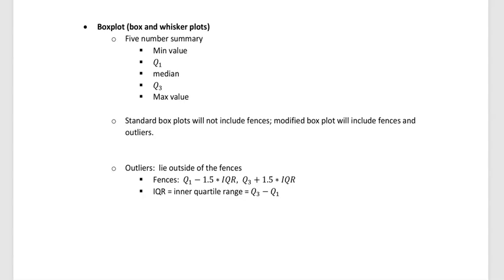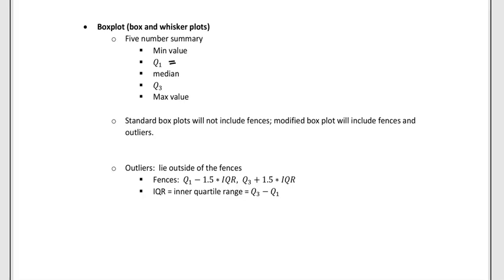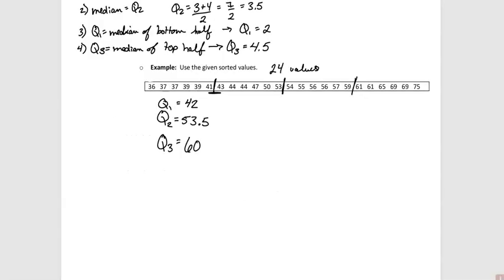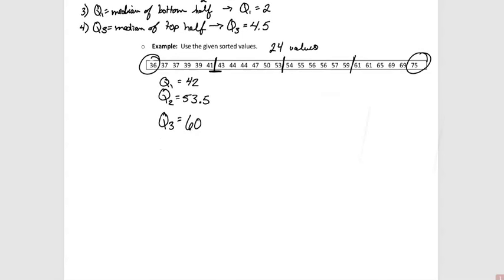So we said that quartile 1 was 42. The median, which is quartile 2, was 53.5. And this was 60. So our smallest data value was 36, and our largest one was 43. Going back to our data values. 36, I don't know where I got 43. Sorry about that. That's 75.